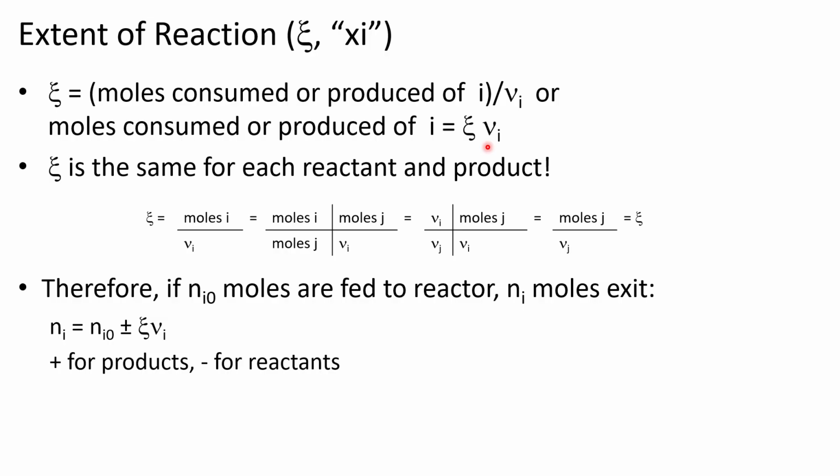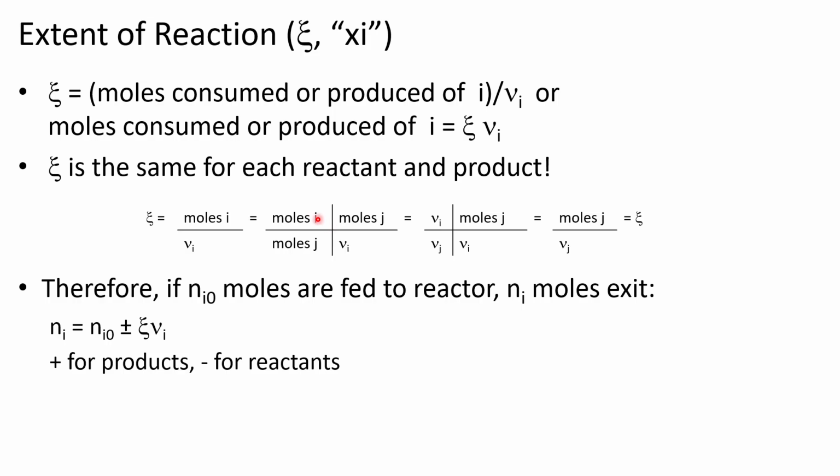What's interesting and what makes this concept of extent of reaction useful is that xi is the same for each reactant and product. I'll try to prove that here to you in this little table. Xi is defined to be the moles of I that are consumed or produced in the chemical reaction divided by a stoichiometric coefficient. We take this and split this out, put the moles of I over here in this table and the stoichiometric coefficient down here, then multiply top and bottom by the moles of J.